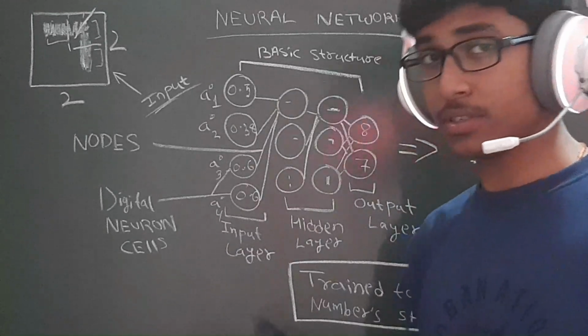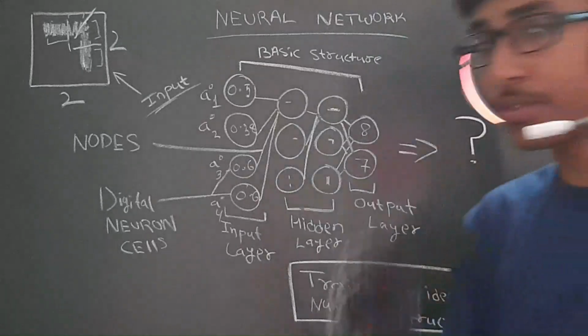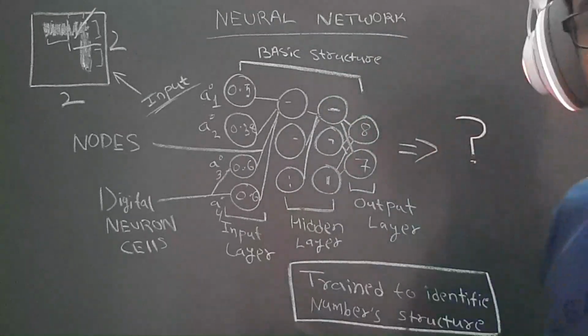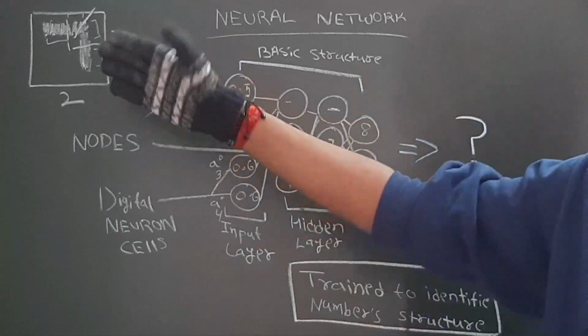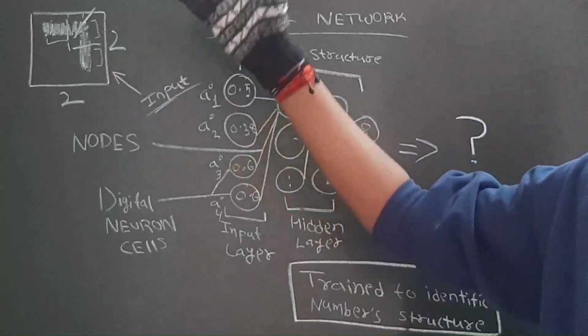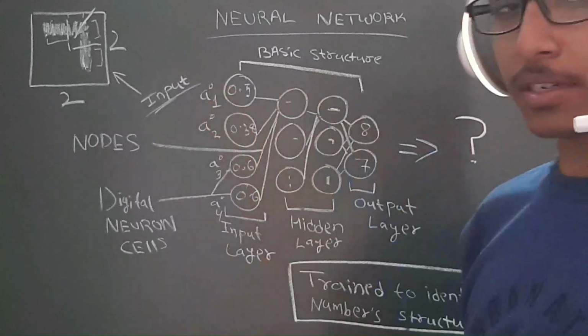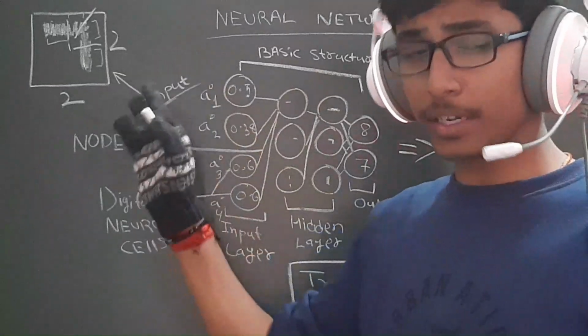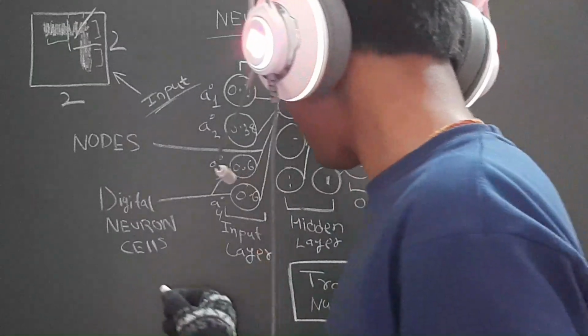Now there is a question: why is this neural network using only 4 different digital neuron cells? Basically this is because our information, which is an image of the formed structure of 7, is presented in a 2 by 2 grid of pixels. Let me explain what this 2 by 2 grid means with a fresh new diagram.